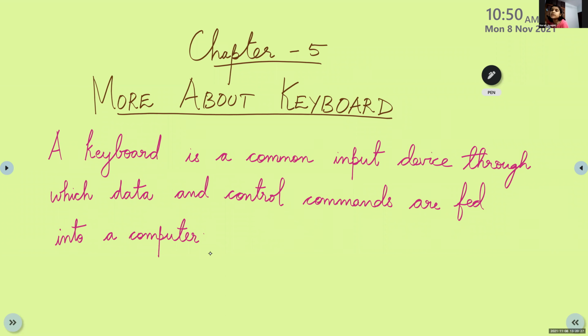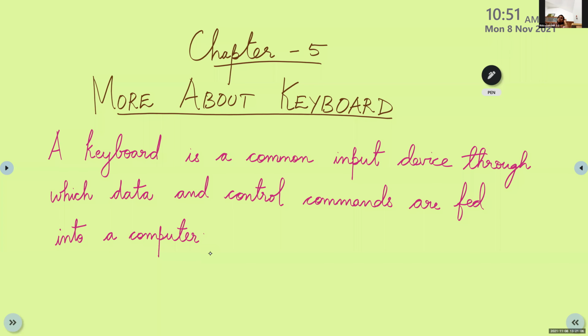Then Nora can read. A keyboard is a common input device through which data and control commands are fed into a computer. Good. And Agnes can read. A keyboard is a common input device. You're muted, dear.